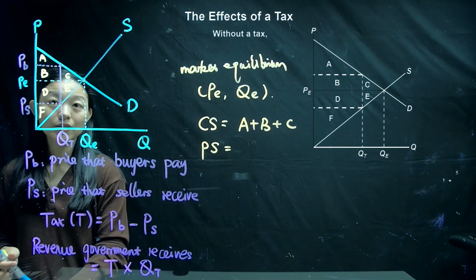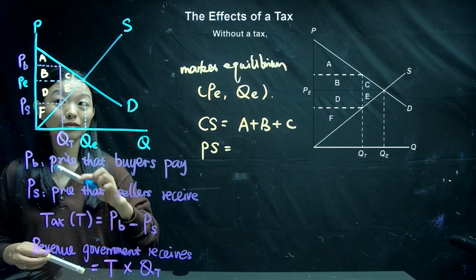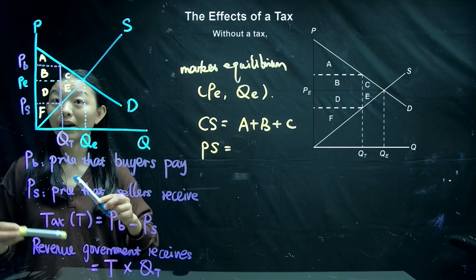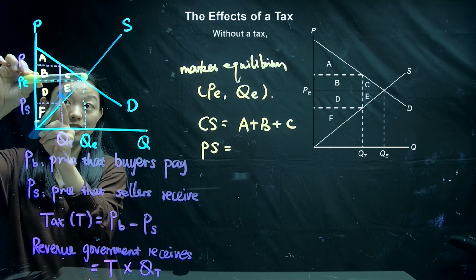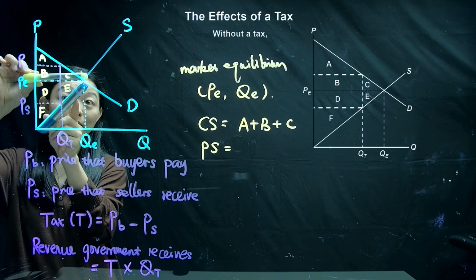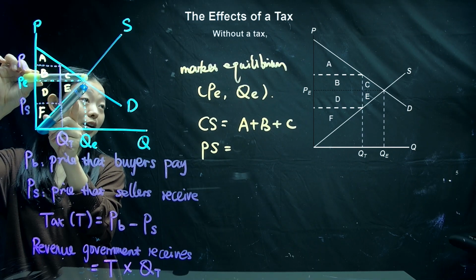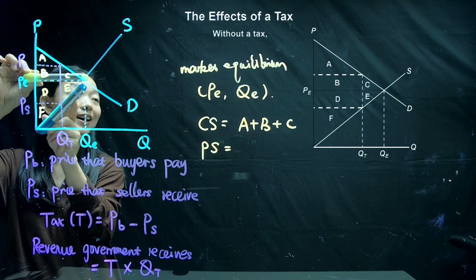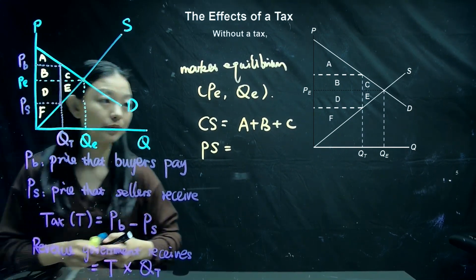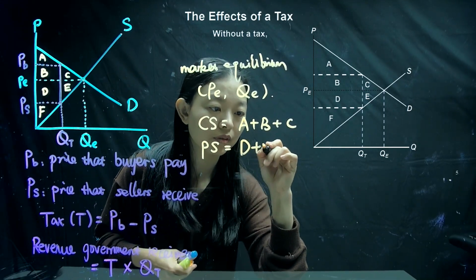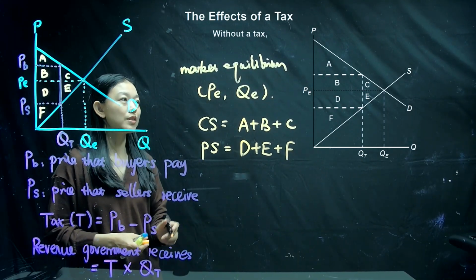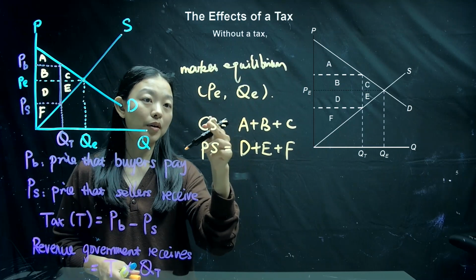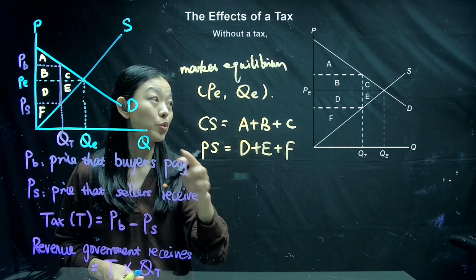Producer surplus, we also talked about, should be the area above the supply curve but below the market price. So you can see it should be this area, right? Above the supply curve but below market price. So it should be the area of D, E, F. So this is the consumer surplus and producer surplus without tax.